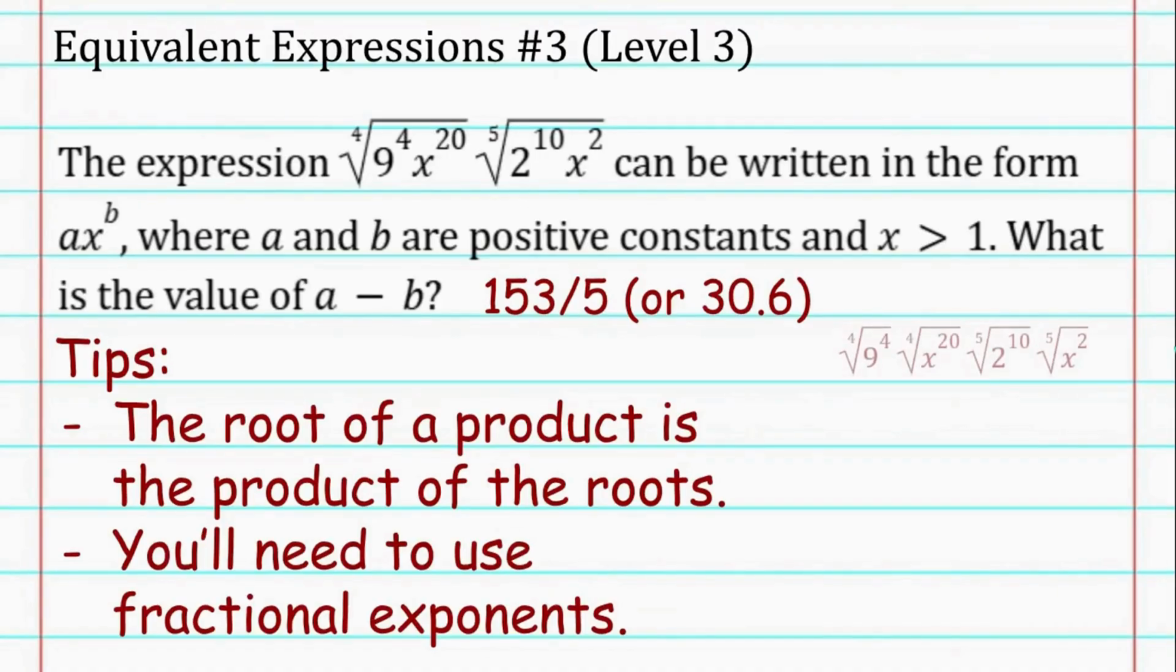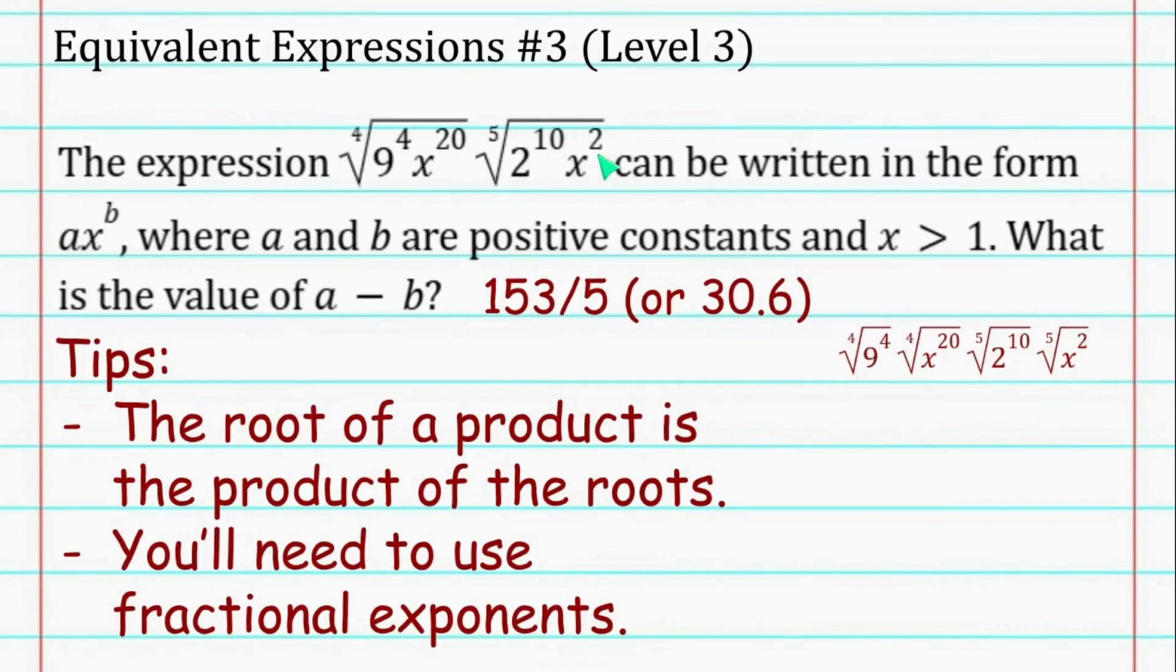Let's begin. First, I'm going to take 9 to the 4th times x to the 20th and apply the fourth root to both of those factors. So I have the fourth root of 9 to the 4th and the fourth root of x to the 20. The root of a product is the product of the roots. I'm going to employ the same process for this second expression over here. The fifth root I'm going to apply to 2 to the 10 and to x squared.